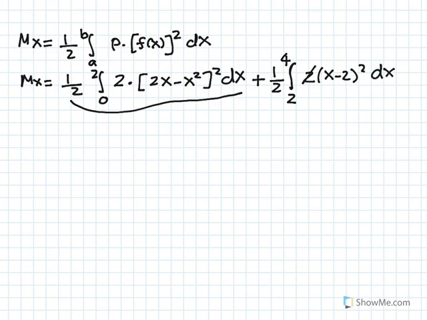The 2 cancels with the 2 here. The 2 cancels with the 2 here as well. We get the moment with respect to the x-axis is equal to the integral from 0 to 2. Let's fold all of this out. It makes it easier to integrate.